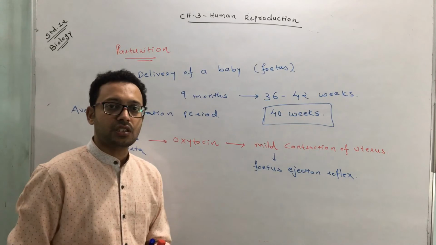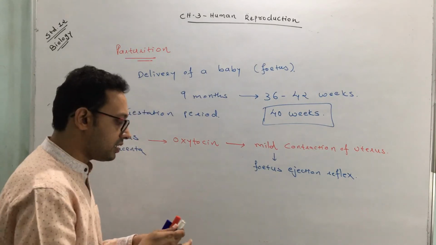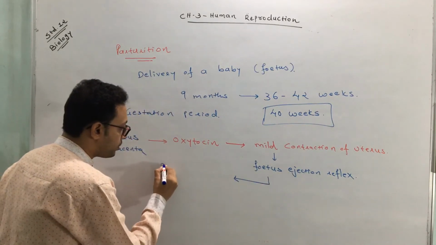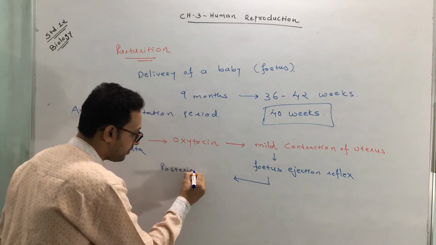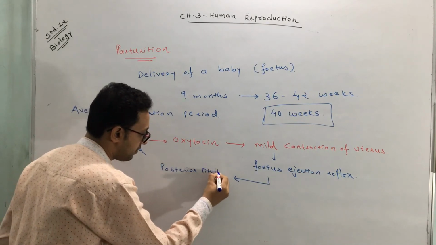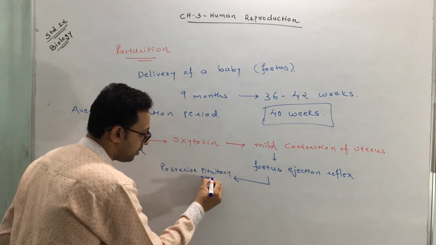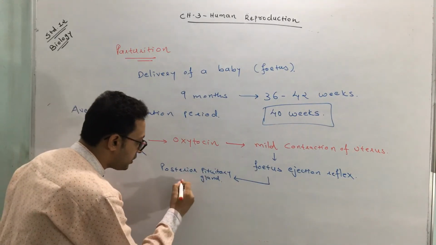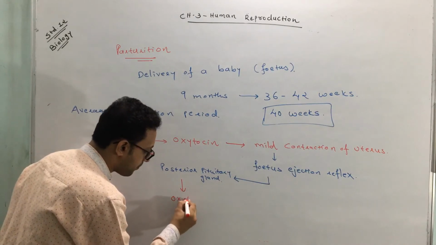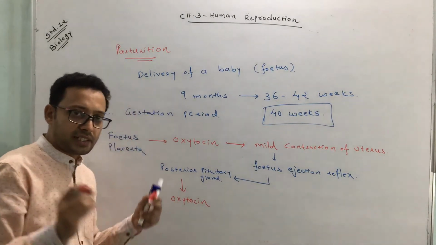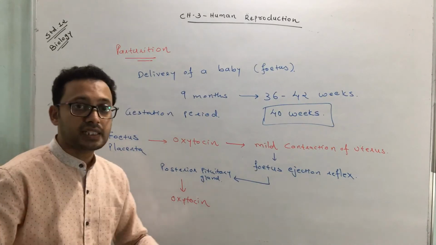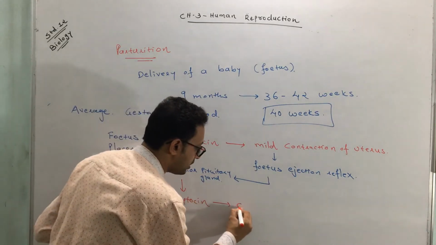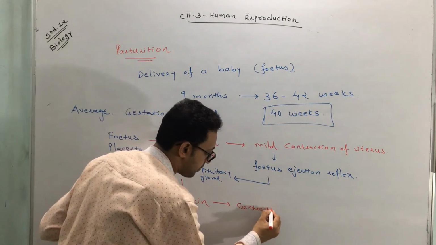When there is a fetus ejection reflex, meaning a mild contraction of the uterus starts, it will activate the posterior pituitary gland of the mother, and from that a larger amount of oxytocin gets liberated. Now the oxytocin is in a somewhat higher proportion compared to before. So this oxytocin induces contraction of the uterus.